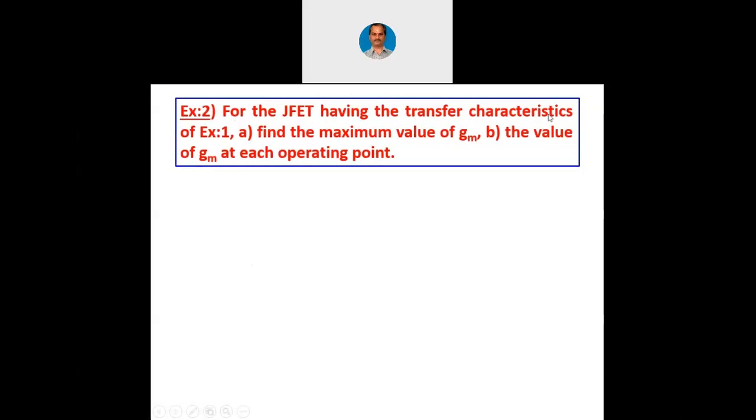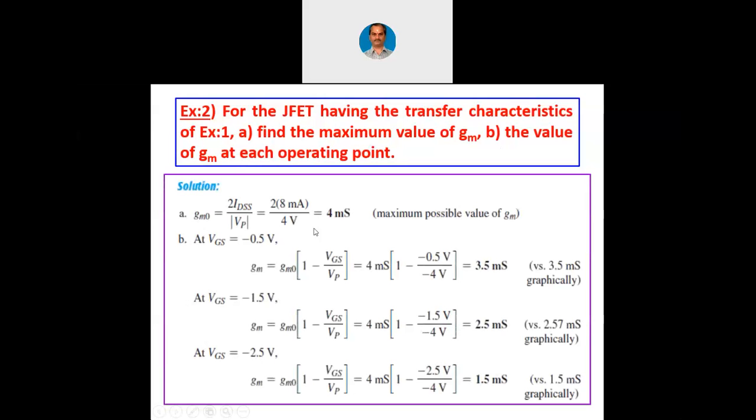Exercise 2. For the JFET having the transfer characteristics of exercise 1, find the maximum value of GM and the value of GM at each operating point. The maximum value of GM can be easily found out, that itself is GM0. And the value of GM at each operating point can be found out too. Let me show you the solution.